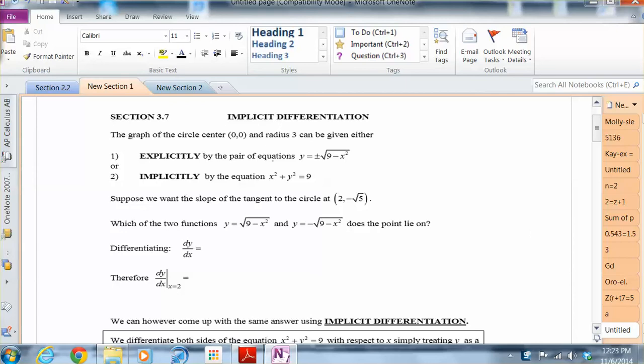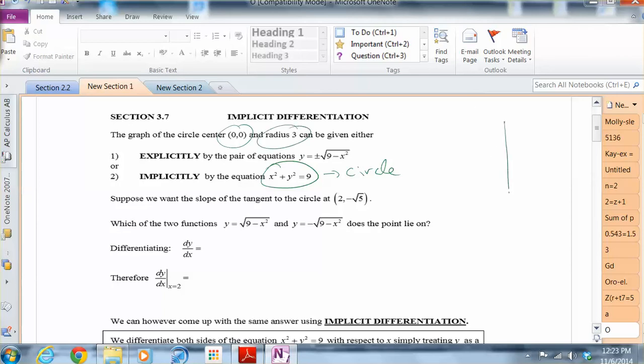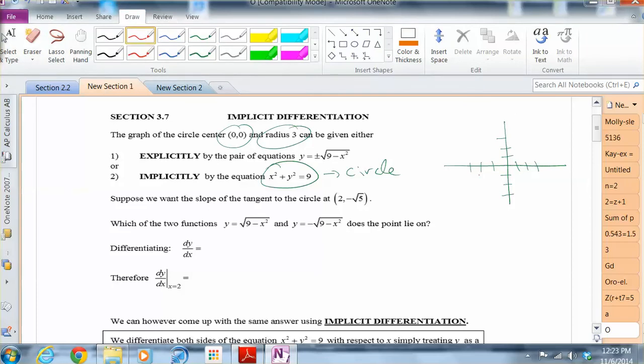So if we look at this equation right here, x squared plus y squared equals 9, hopefully you're able to recognize that that is a circle. And not just a circle, but a circle with center 0, 0, and radius 3. So I'm going to create a few tick marks here. We know the center is at 0, 0, and that means that we'll have points on the circle that are 3 away from the center, like 3, 0, 0, 3, negative 3, 0, and of course 0, negative 3. That doesn't look that great of a circle. That's okay.